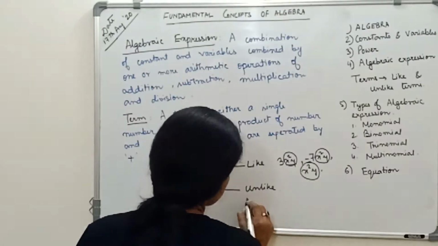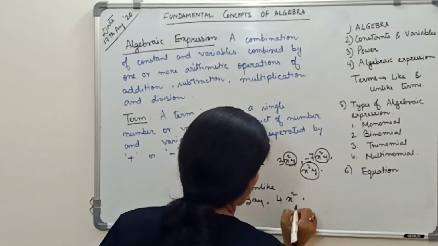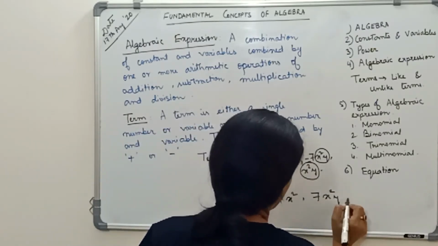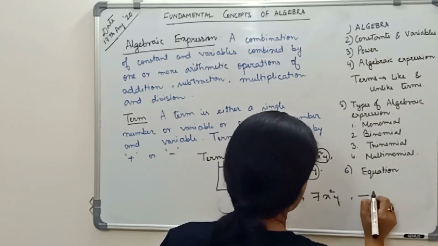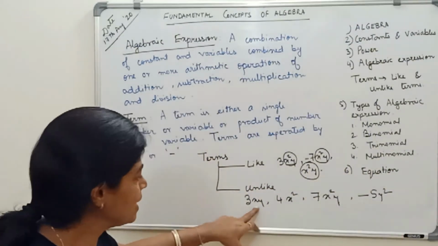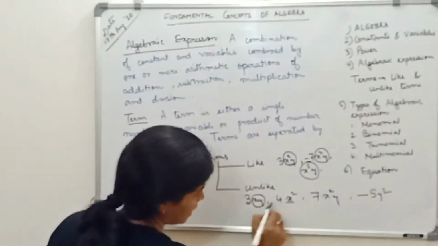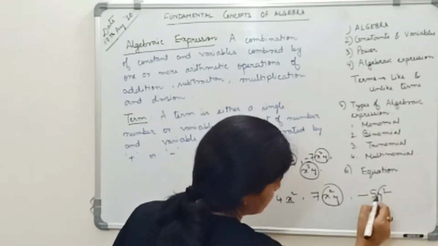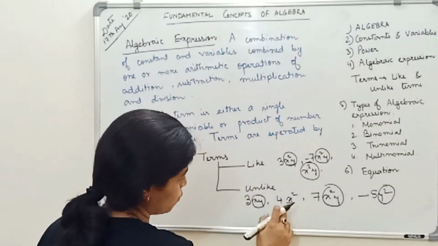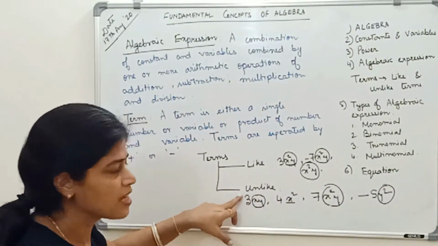And what are unlike terms? If I say 3xy, the other is 4x square, the other is 7x square y, then suppose minus 5y square. See here all the literal coefficients are different. Here it is xy, here x square, here x square y, here y square. So all are different. When the literal coefficients are different, then it is an unlike term.